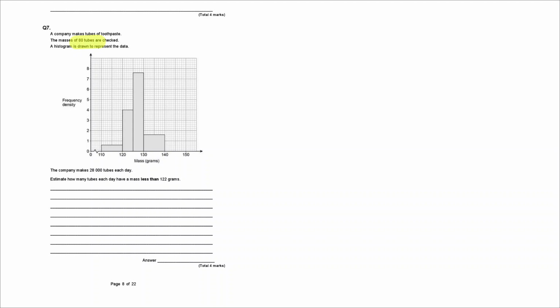This is actually a good question, if I've got it correctly. The masses of 80 tubes are checked, so everything here is worth 80.